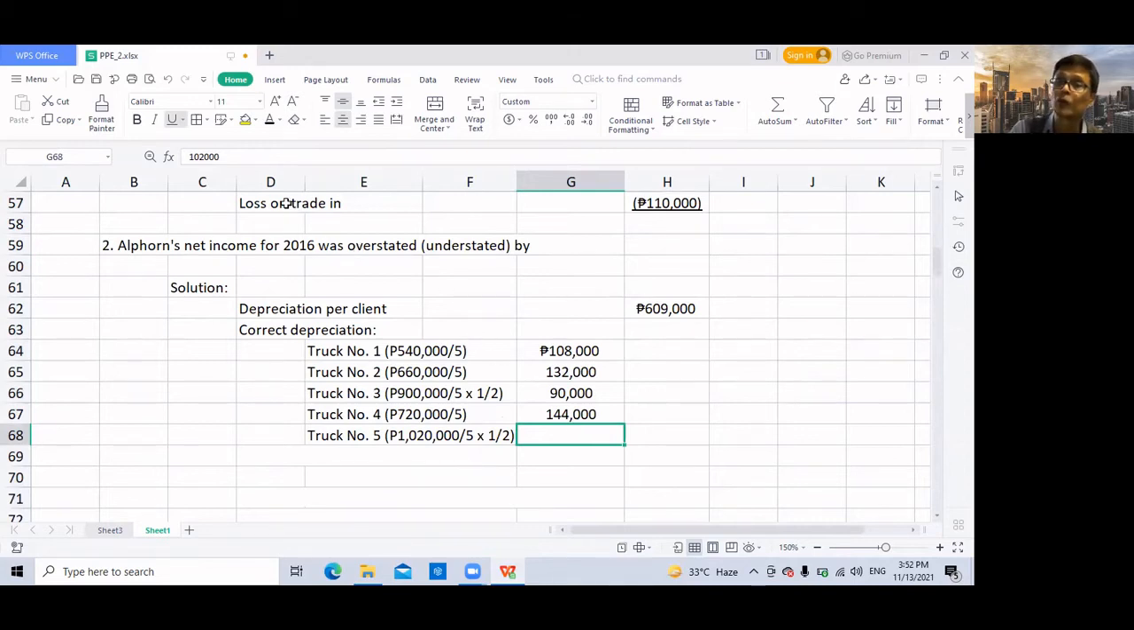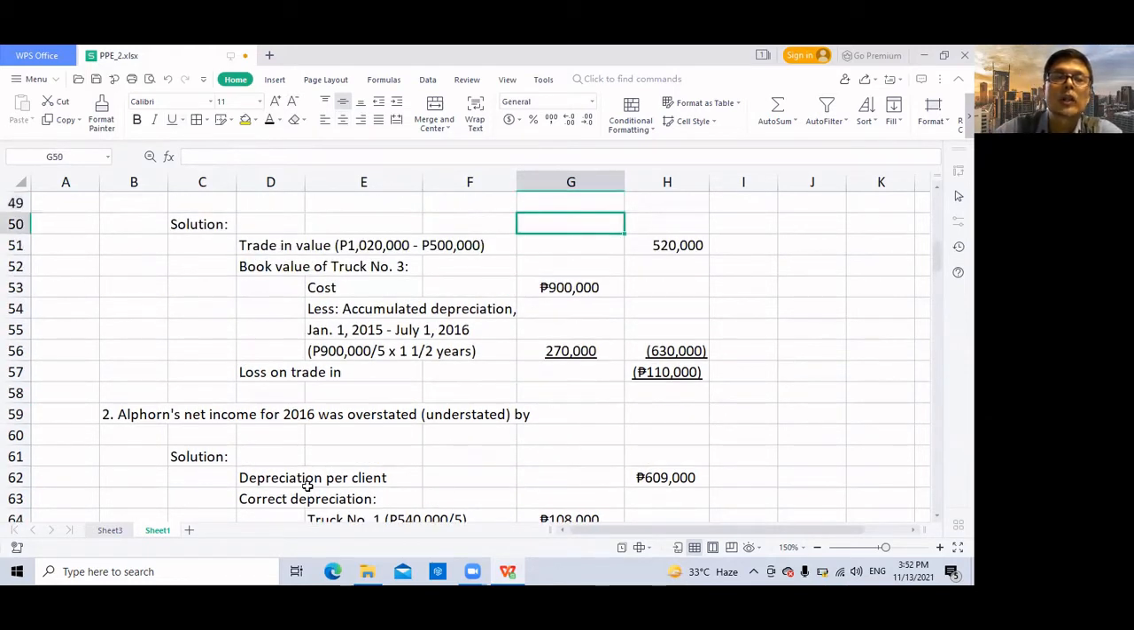I was thinking about the other truck, truck number 6, which is another one that was purchased, right? Okay. So, 102,000. This one is the trade-in between what we got earlier above. This is truck number 3. It was traded in for truck number 6, truck number 5, right?